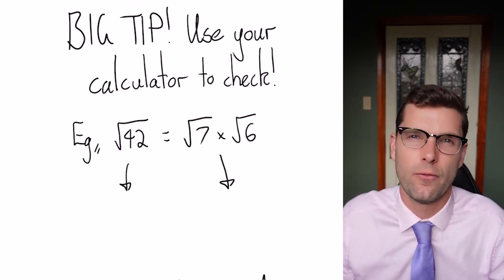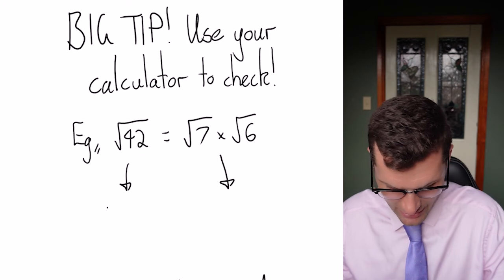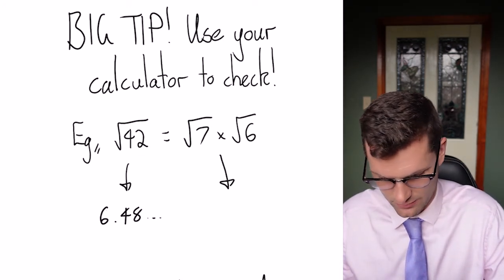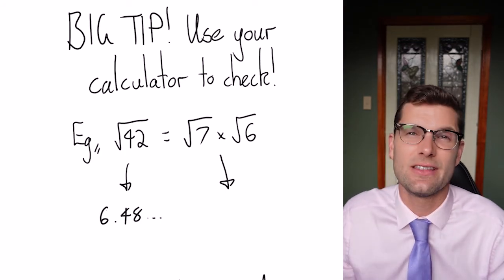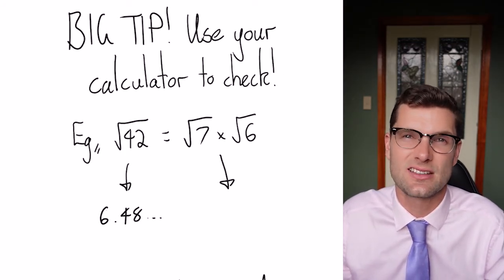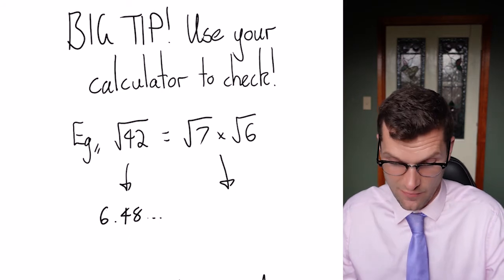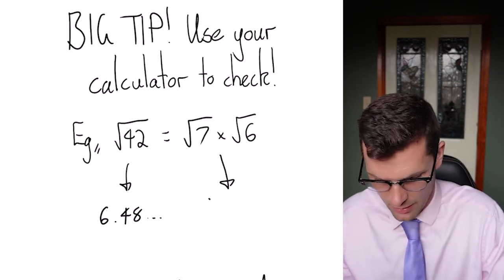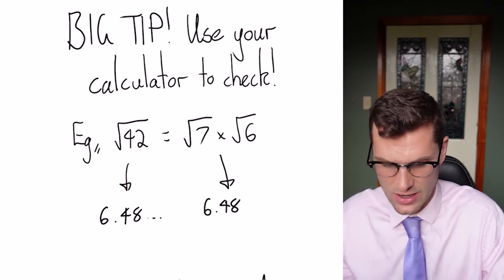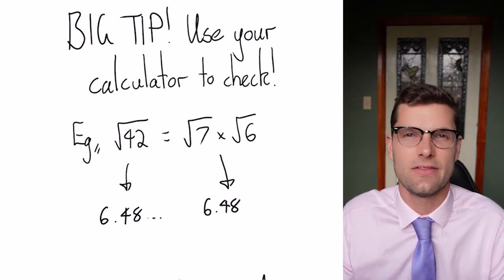If I typed root 42 into my calculator, the answer I get is 6.48 and then a whole bunch of decimals. If I think that the breakdown for this is root 7 times root 6, because 7 and 6 are factors, if I just type root 7 times root 6 into my calculator, bang, I get the exact same number, meaning that I know I've done this correctly.